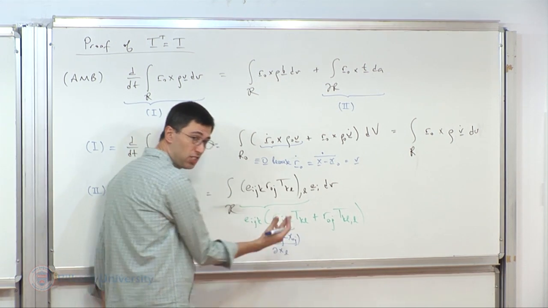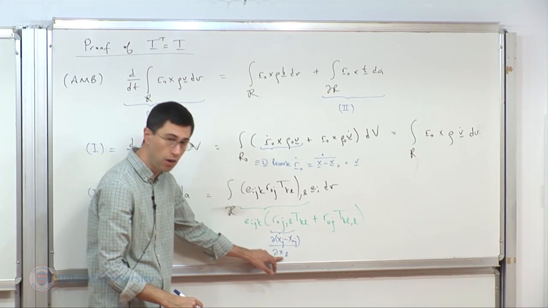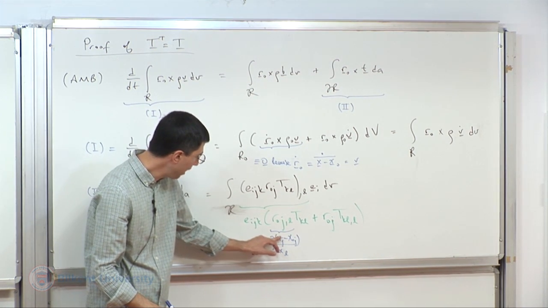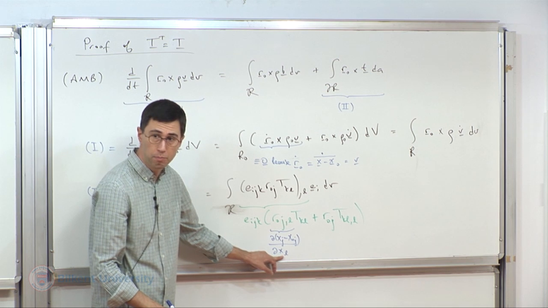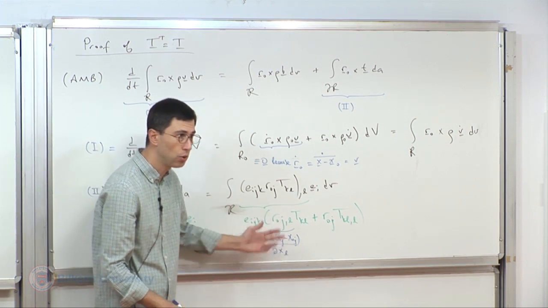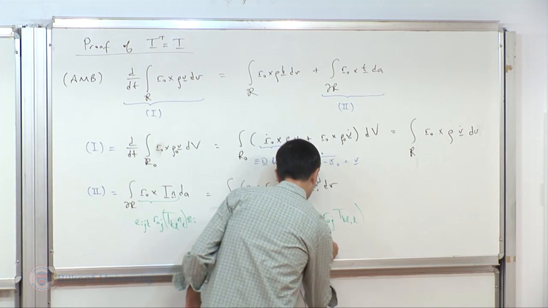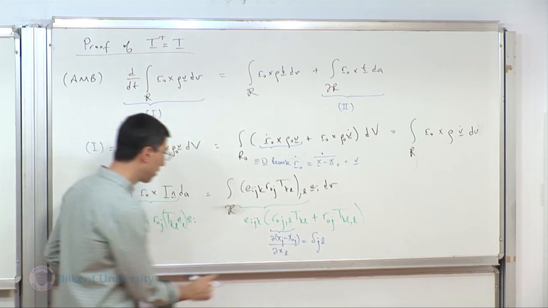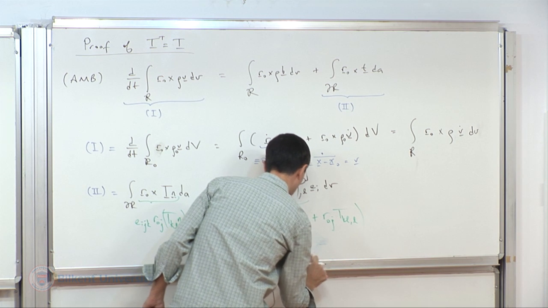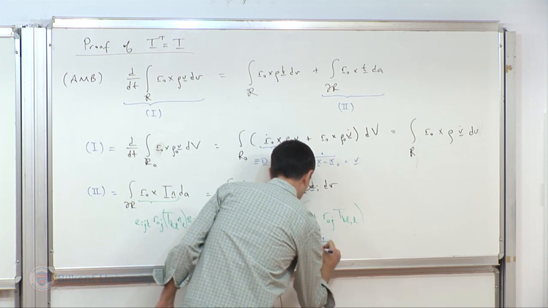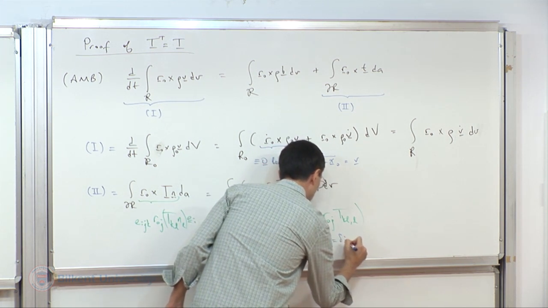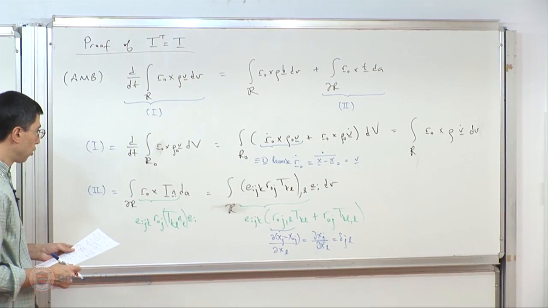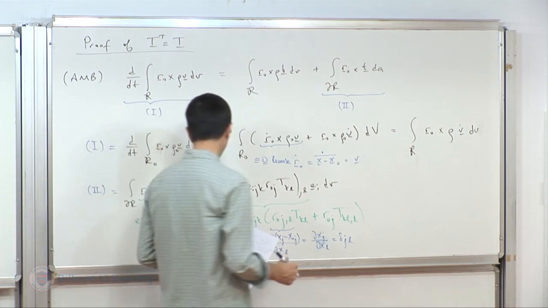X naught is a constant. It doesn't depend on the absolute position of the point. So that derivative dies away. I only have partial XJ over partial XL, and that is the Kronecker delta J. Let me write that maybe explicitly. That's equal to del xj del xl, and that's equal to delta jl. Good. So we're in pretty good shape.